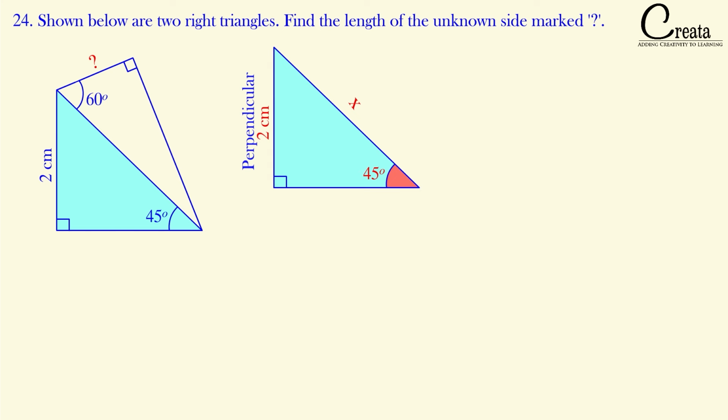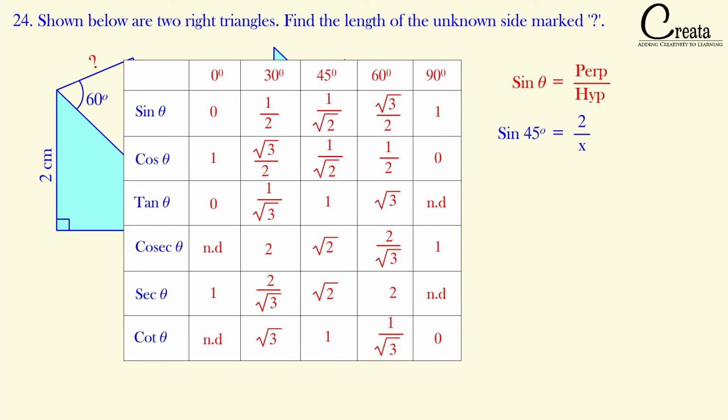And what is the hypotenuse? Hypotenuse is the side which is opposite to the 90 degree angle. So this side will be the hypotenuse for this triangle. And what is the link between the perpendicular and the hypotenuse? It is sine theta. Sine theta is equal to perpendicular upon hypotenuse. Here angle theta is 45 degrees, perpendicular is 2 centimeter and hypotenuse is x that we have assumed. So we got sine 45 degree is equal to 2 upon x. And what is the value of sine 45 degree? Let's refer to the trigonometric ratio table. Sine 45 degree is 1 upon root 2.